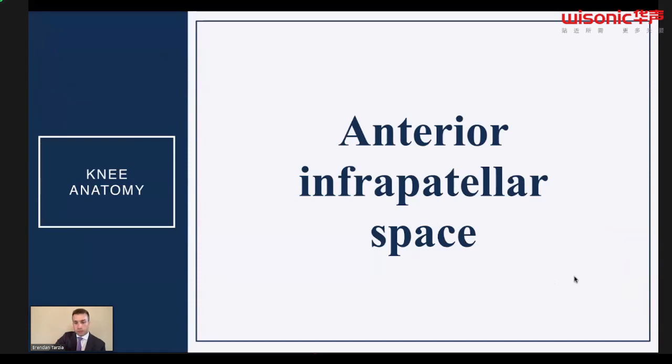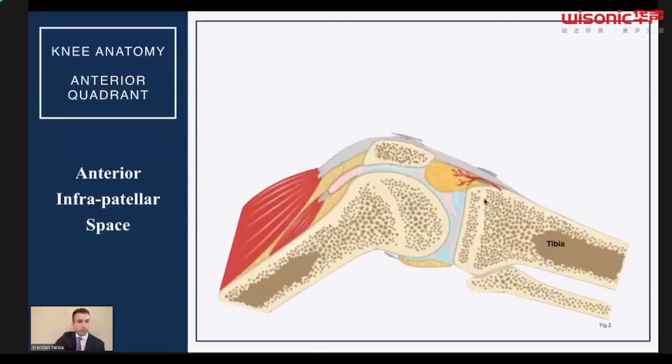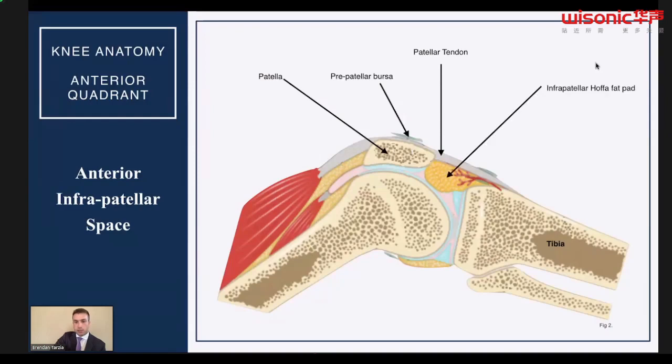Now moving on to the infrapatellar space, we again want to identify some structures. We want to see the patella, and the prepatellar anatomy, where you can see the prepatellar bursa, and then the patellar tendon. Right here you have the infrapatellar fat pad, also called the Hoffa fat pad, and you can sometimes, but not usually, see the superficial infrapatellar bursa.